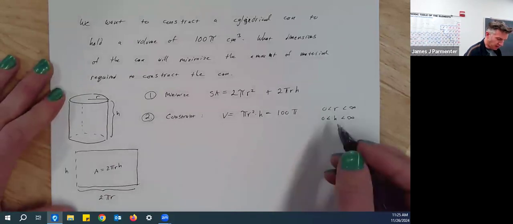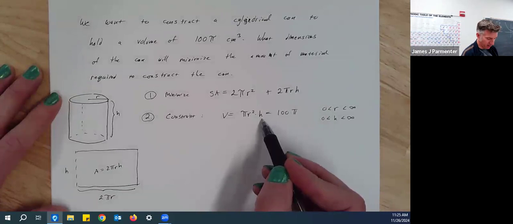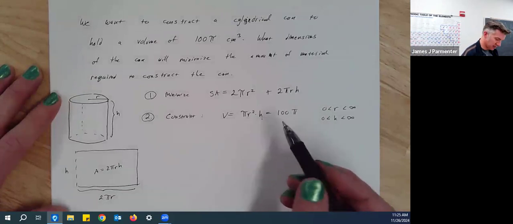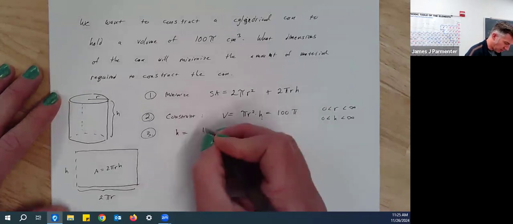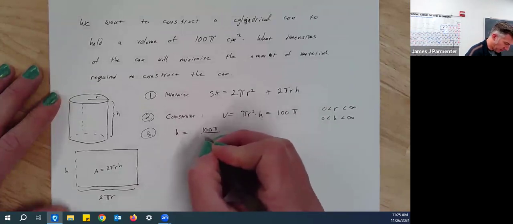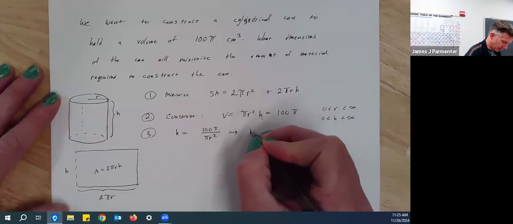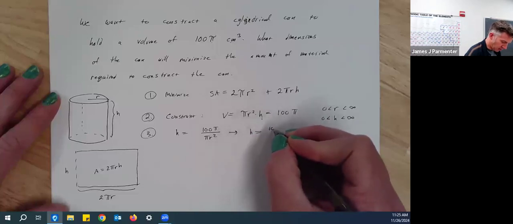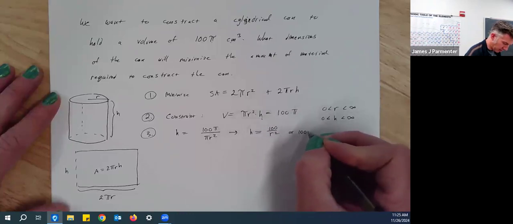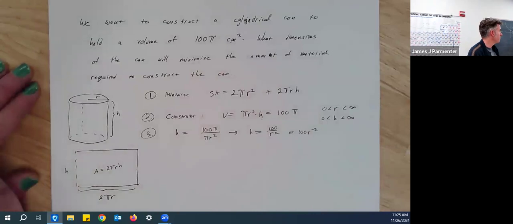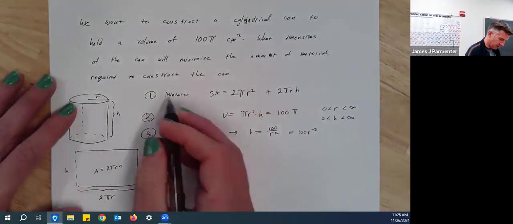Okay, so there's a constraint. Obviously, I'm going to solve for the height here, because if I have a choice, I'm going to solve for the thing that's a little easier. So the height is equal to 100 pi divided by pi r squared. I should cancel a pi and write this as the height equal to either 100 over r squared or 100 times r to the negative second, whatever seems better for you. Plug that back in to the thing we're trying to minimize.